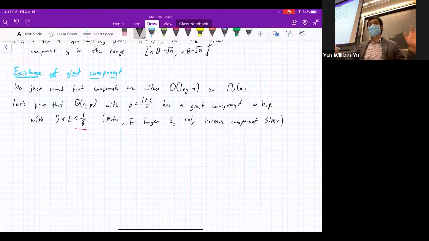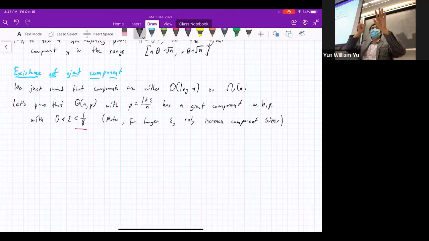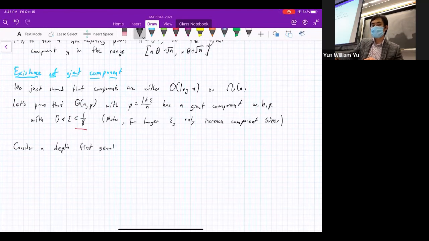So for this proof, we're going to again use a graph search algorithm, but instead of using the breadth first search, which is what we did earlier, where we took a node, explored all the neighbors of that node, then explored all the neighbors of those neighbors, and so on, we're going to use a depth first search instead. So we're going to use a completely different search process to prove the existence of this giant component. Let's call this DFS instead of BFS.